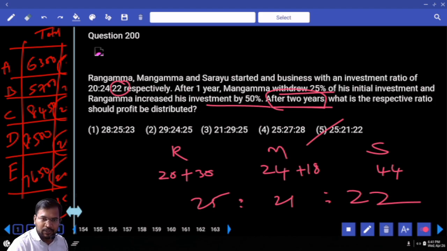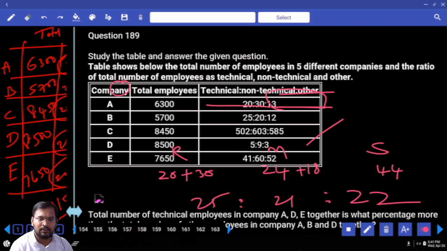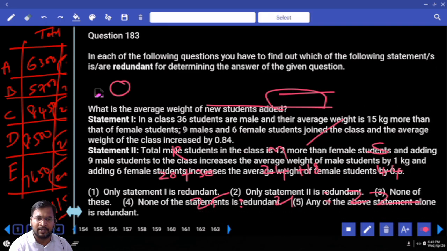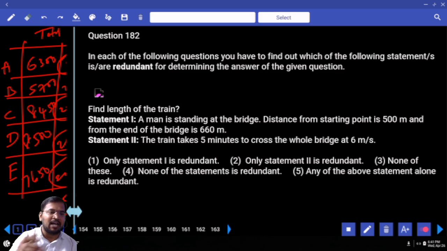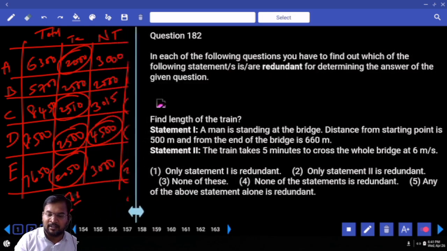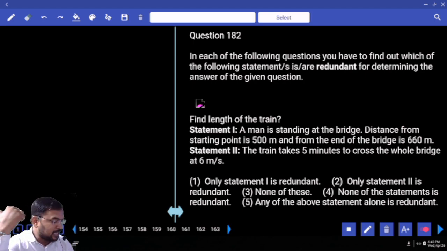Next, there are data sufficiency questions, let's do them. That's very easy. Question 180, 182. Whenever you do it, it should be done easily and fast. Okay? The options are different this time. Options are different.